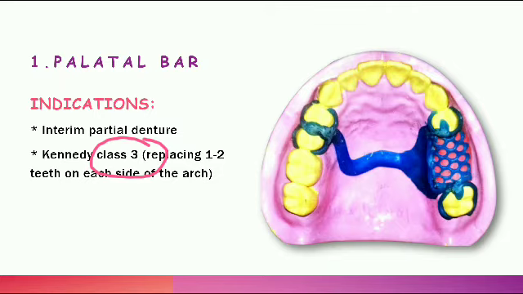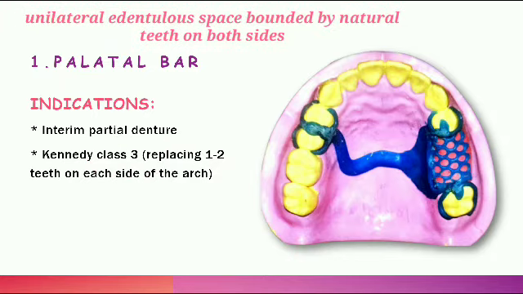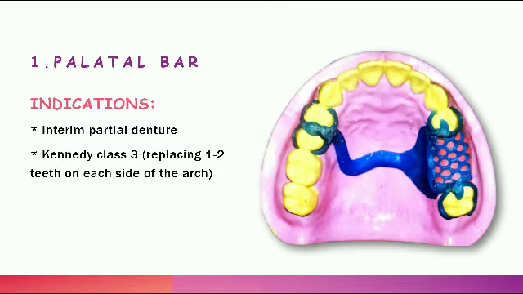If you remember, Kennedy class 3 was a unilateral edentulous space which was bounded by natural teeth on both the sides. If you have not watched my Kennedy video and also Applegate's rule video, I have posted 2 videos, one on Kennedy classification and the other on Applegate's rule. You can watch that. I'll provide the link in the description box and also on the I button. Okay, now moving on to the video.